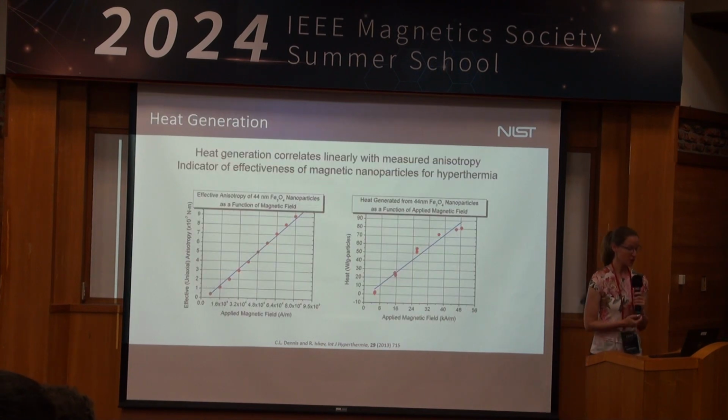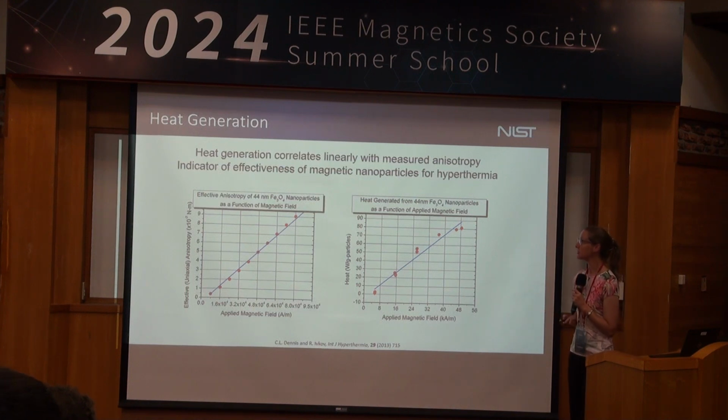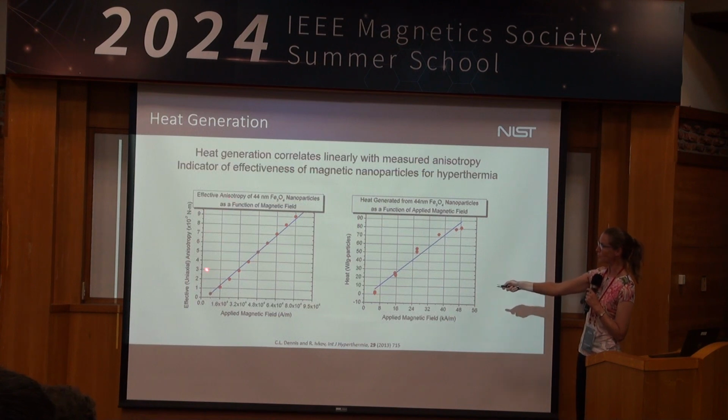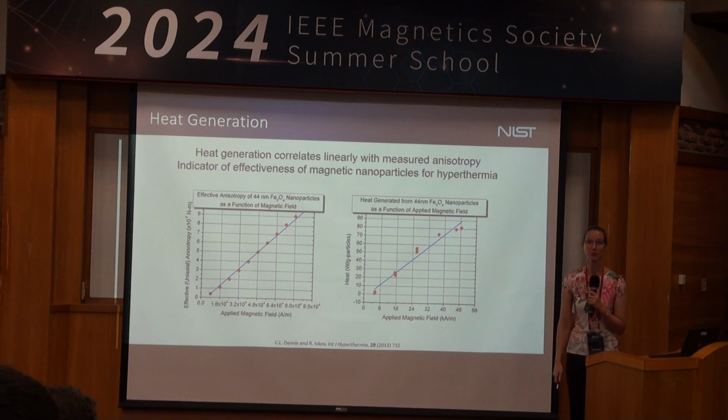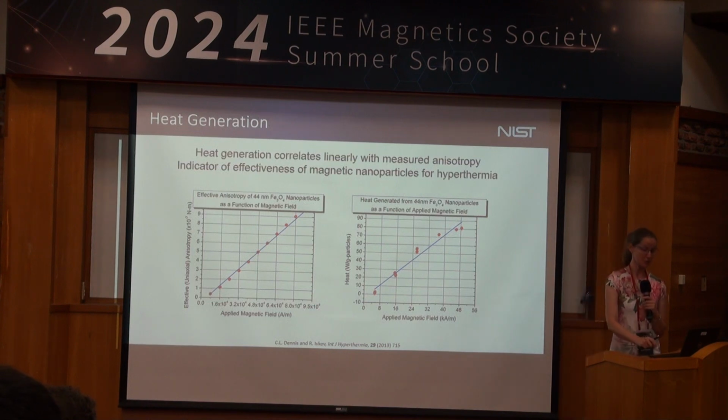And just to prove that the heat generation does correspond linearly with magnetic anisotropy, we were able to measure the magnetic anisotropy as a function of the applied magnetic field, and you can correlate that with the heat generated under those same applied magnetic field conditions. So there is a linear correspondence.